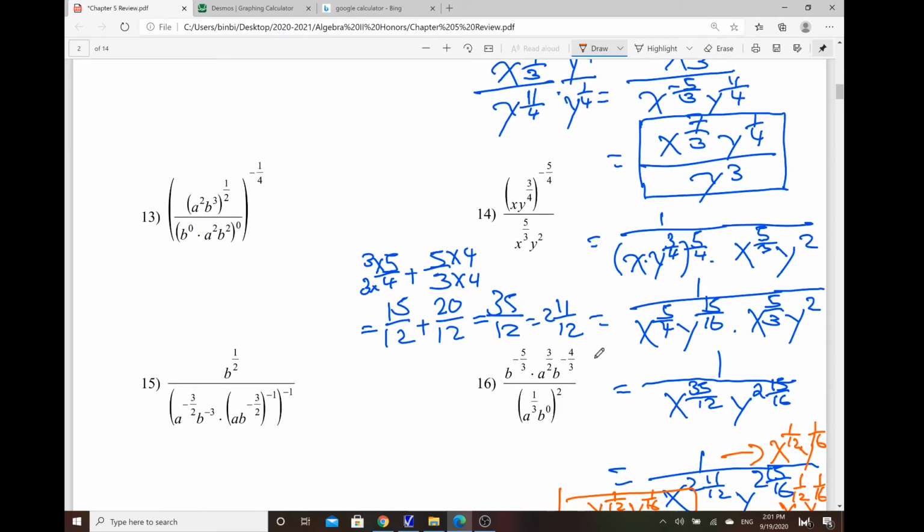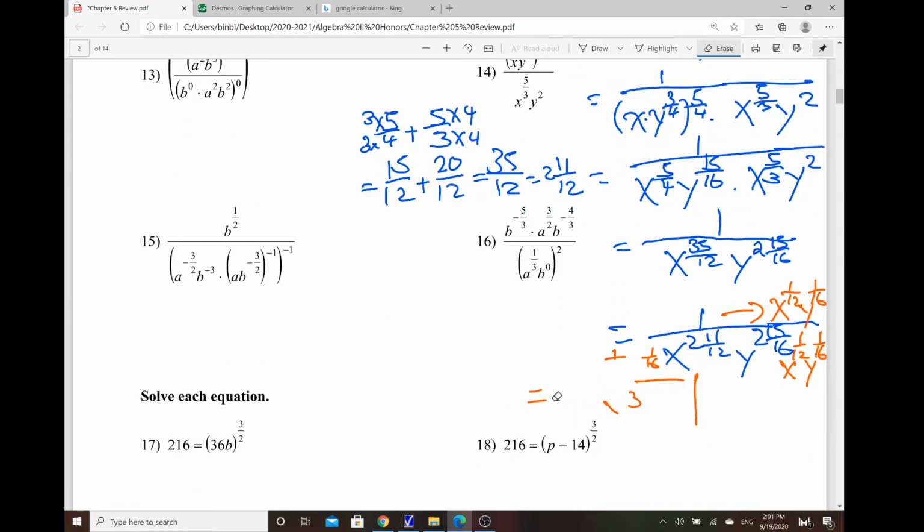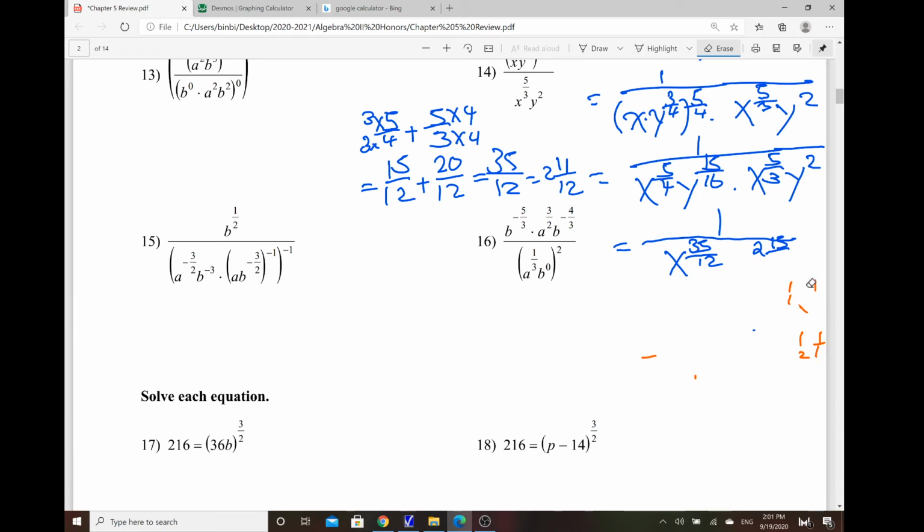Okay, so that was 14. And now what about number 16? Number 16 is quite similar. While the structure might be a little more complicated, you just want to follow through the same kind of process. You can always apply those properties: power, product to sum, quotient to difference, negative exponent, all those properties. So for this one, let's start with the top.